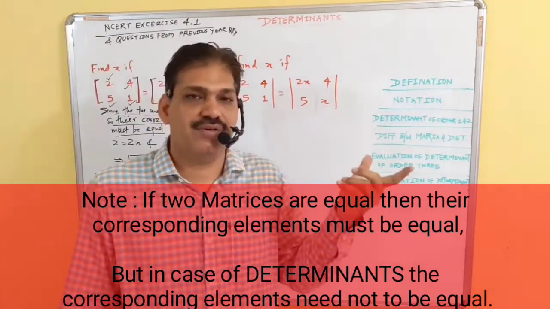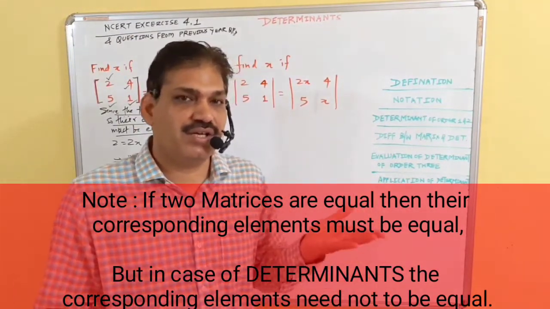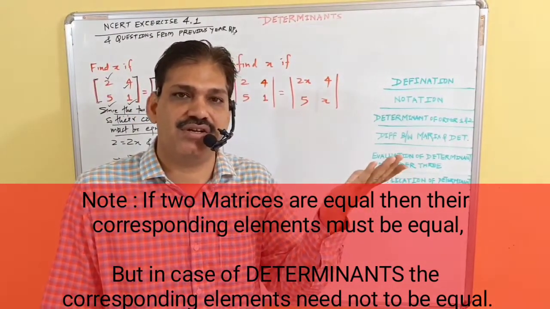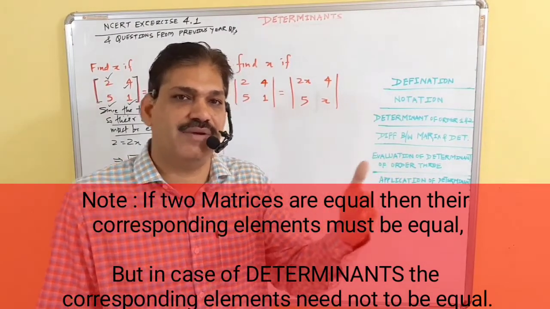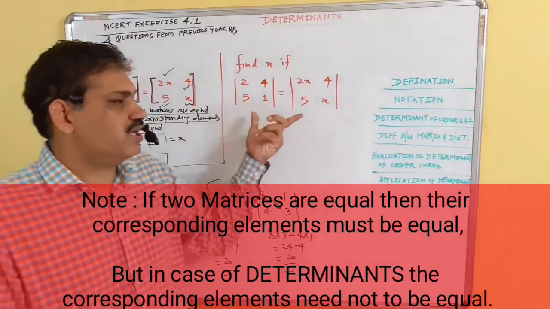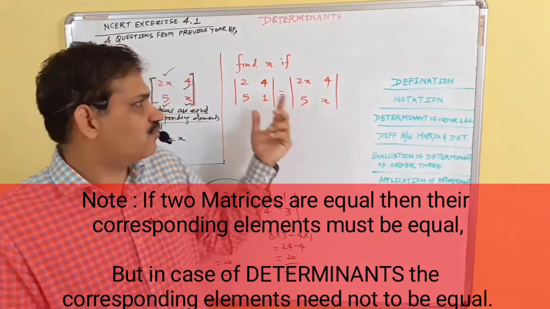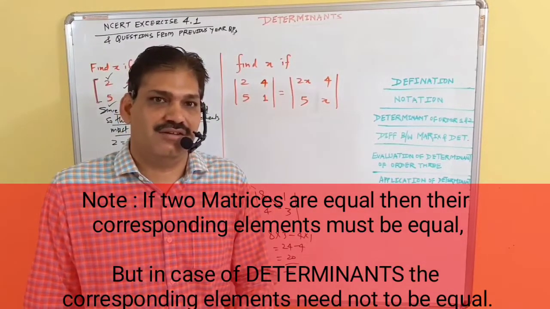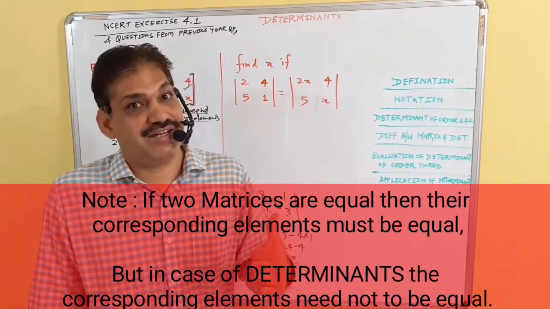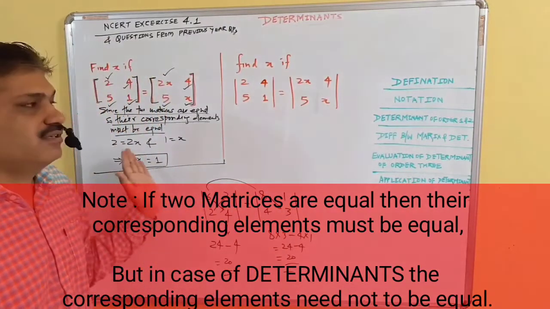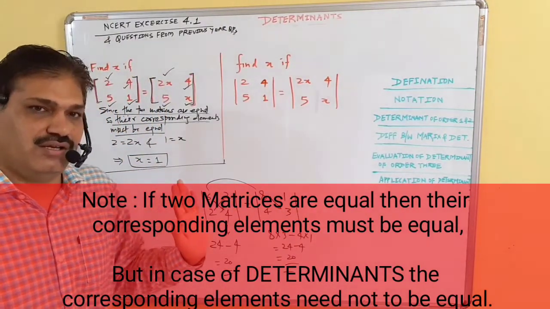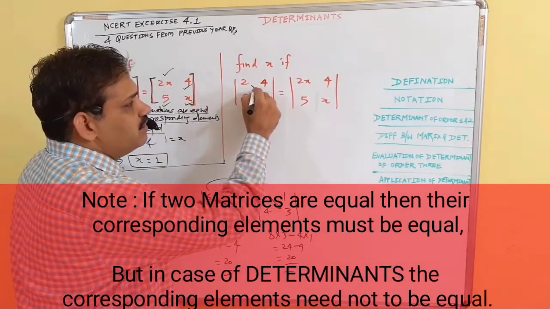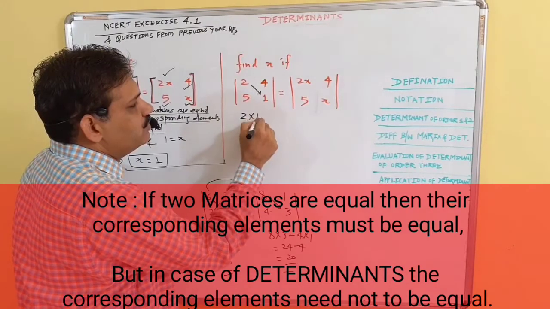Two determinants are equal if their values are equal. In case of determinant, we are not going to compare the corresponding elements. It is not needed that the corresponding elements are equal. See, this question was asked in CBSE exam because some of the students just compared, and fortunately in this question the answer is correct. For matrix it is giving 1, fortunately. Rarely happens.